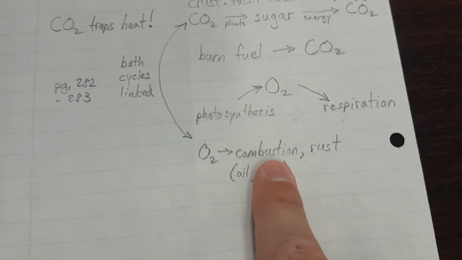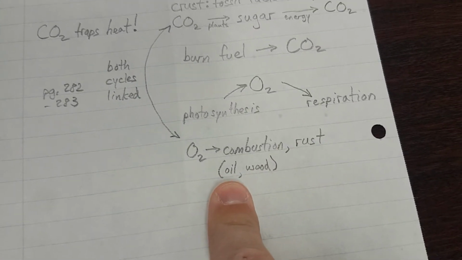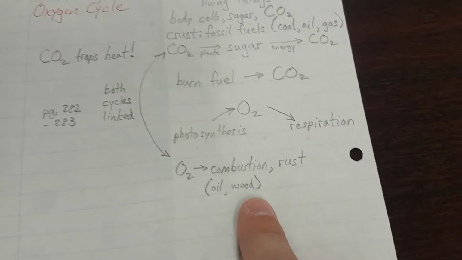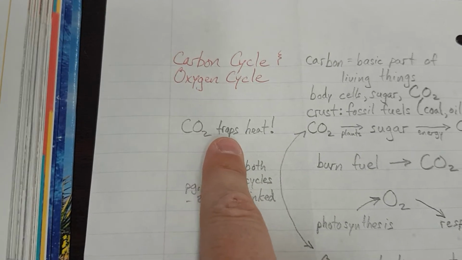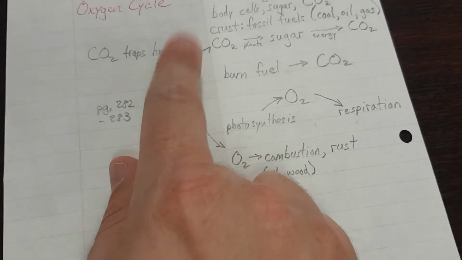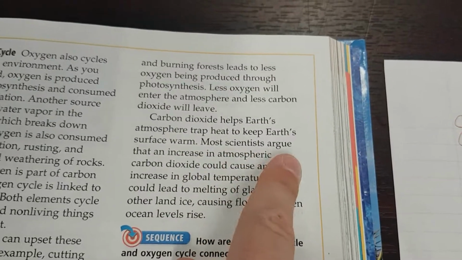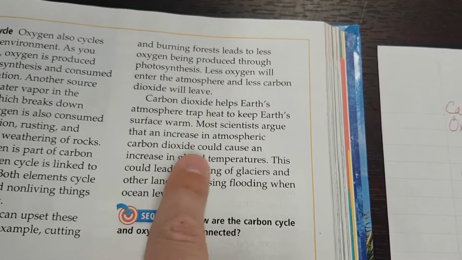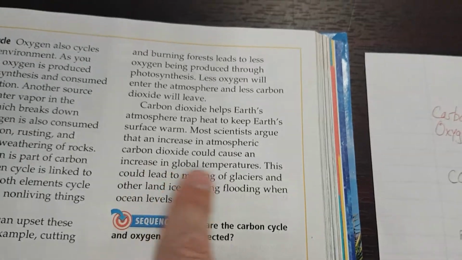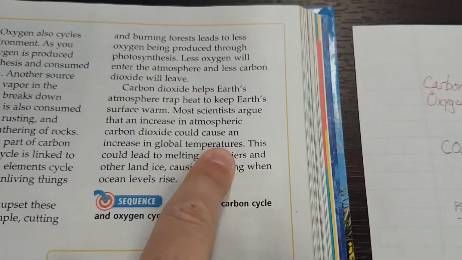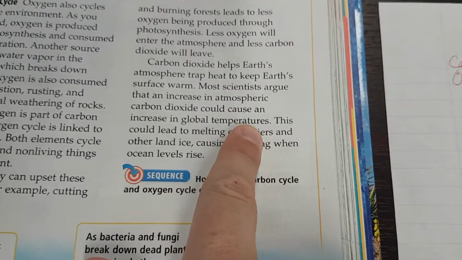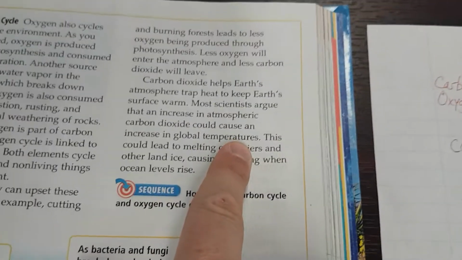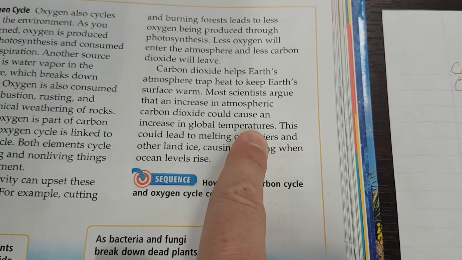Okay, let's go back to combustion. Combustion includes things like oil, but can also include wood, like the forests we're talking about here. CO2 traps heat! Most scientists argue that an increase in atmospheric carbon dioxide could cause an increase in global temperatures. Remember, we learned about that in the sections about weather in the atmosphere, that CO2 is a greenhouse gas. It traps in the heat of the sun.